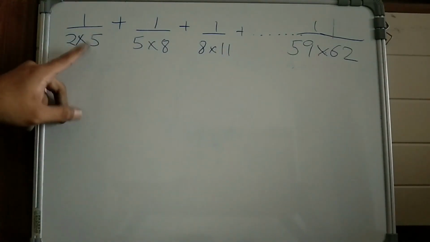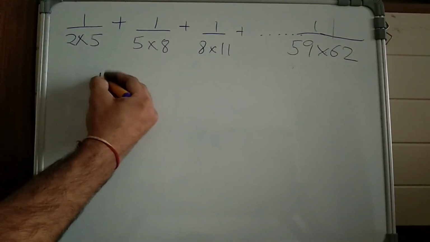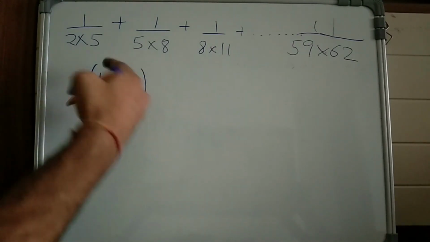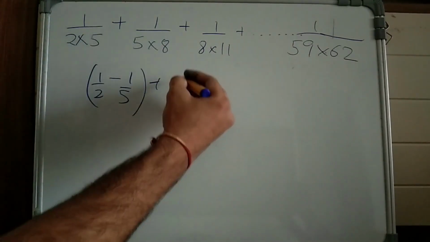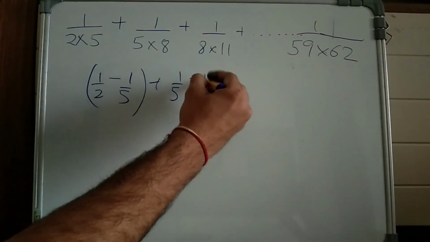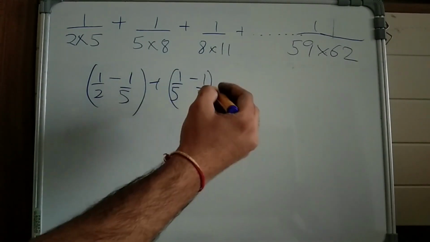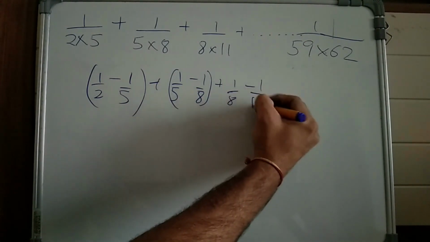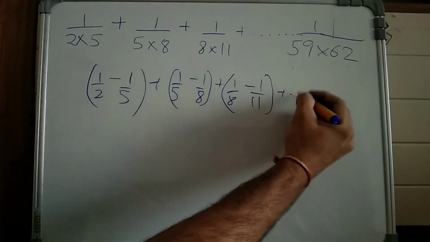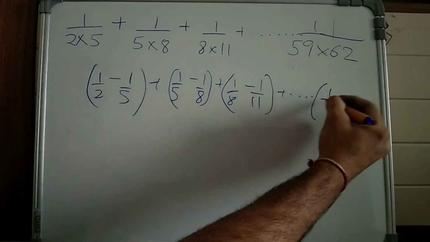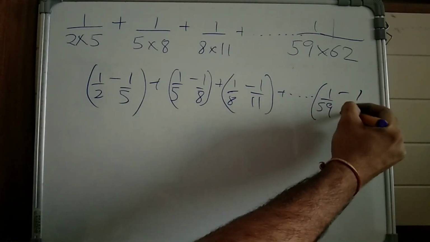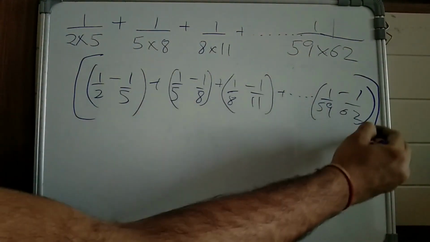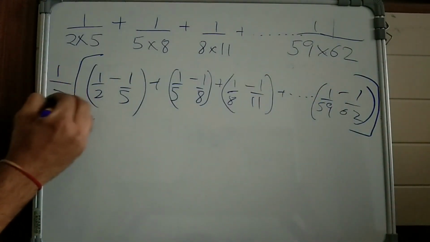So how can I write this thing? I can write this as 1 by 2 minus 1 by 5, okay, this particular term, plus 1 by 5 minus 1 by 8, similarly plus 1 by 8 minus 1 by 11, all the way up to 1 by 59 minus 1 by 62. But I have to write 3 in the denominator.